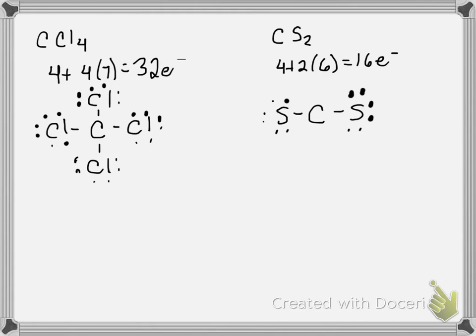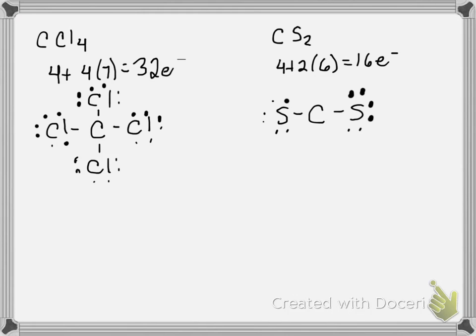In the process of doing that, we use 2, 4, 6, 8, 10, 12, 14, 16 electrons to give the outer atoms an octet. Can't stop there. Check the central atom. The central atom feels the effects of 2, 4 electrons.